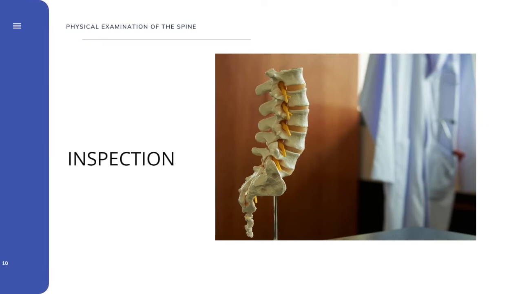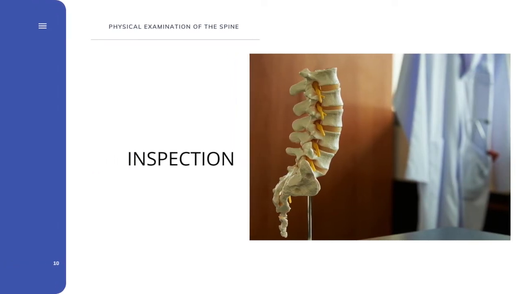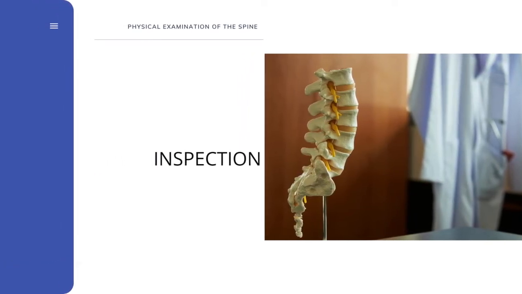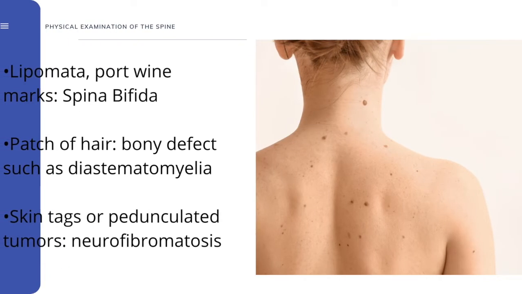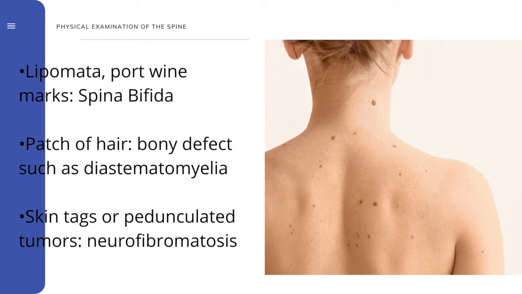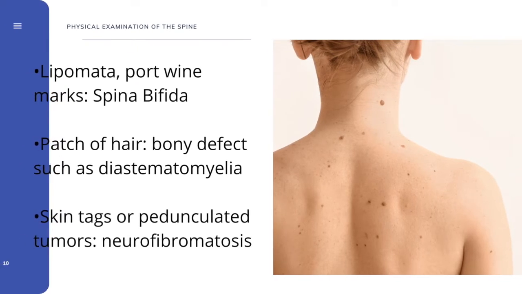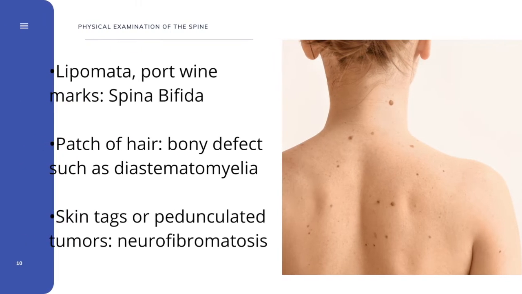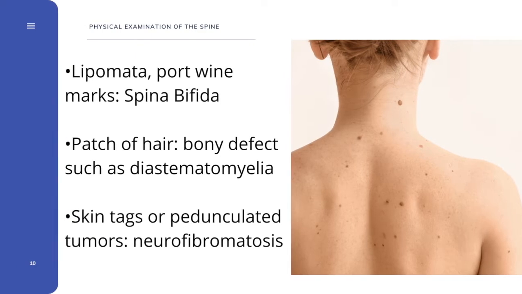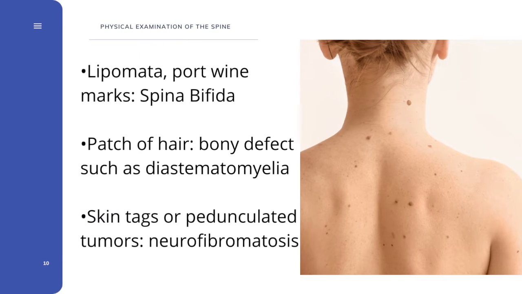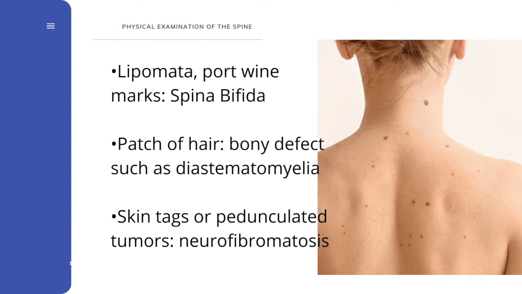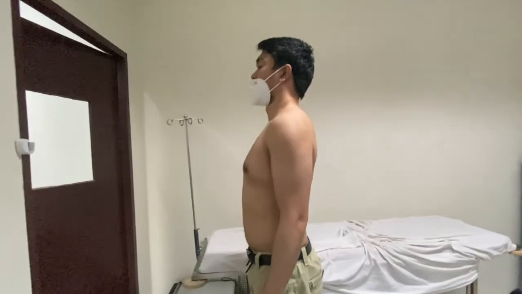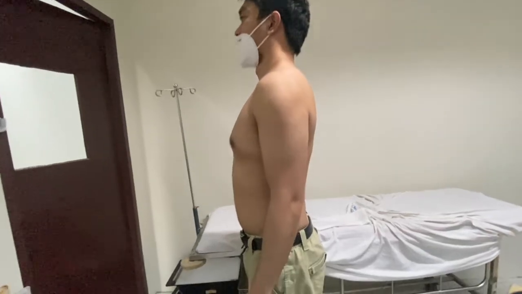To begin inspection, check the back for areas of redness and unusual skin markings. Skin markings such as the following indicate different conditions of the spine. Lipomata and port wine marks can indicate spina bifida. A patch of hair on the back may be a sign of diastematomyelia, and skin tags or pedunculated tumors may indicate neurofibromatosis. From the side view, a gentle lumbar lordotic curve is normal.